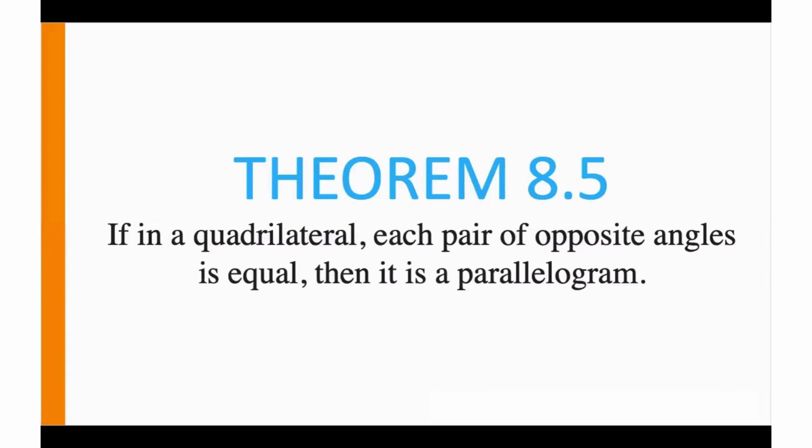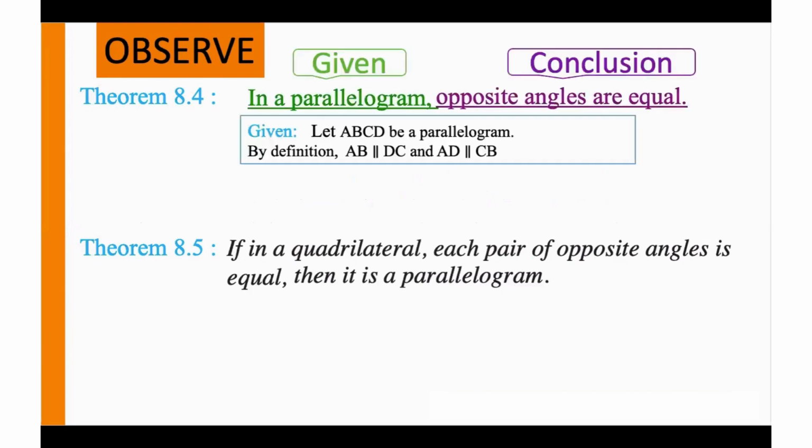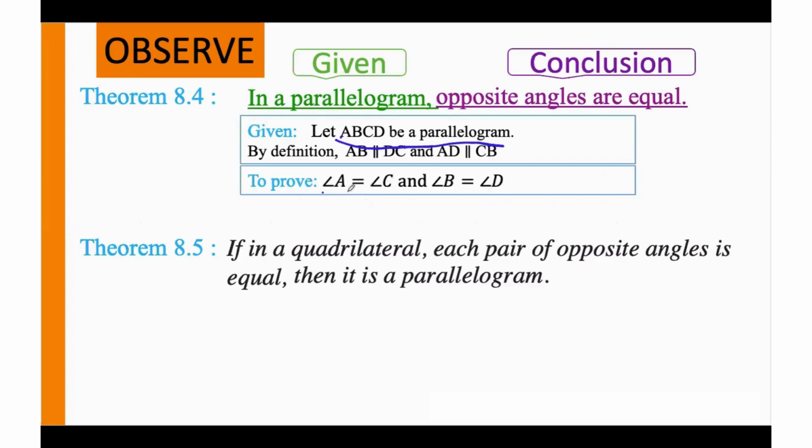8.5, which states that if in a quadrilateral each pair of opposite angles is equal, then it is a parallelogram. Now observe the statements of theorem 8.4 and 8.5. 8.4 says that in a parallelogram, opposite angles are equal. So here, it was given to us that ABCD is a parallelogram, and we had to prove that angle A is equal to angle C and angle B is equal to angle D.